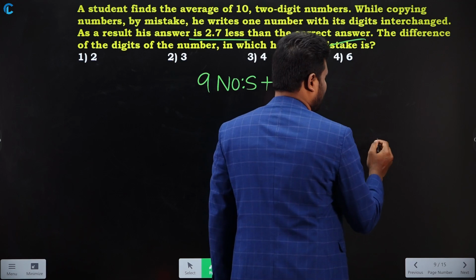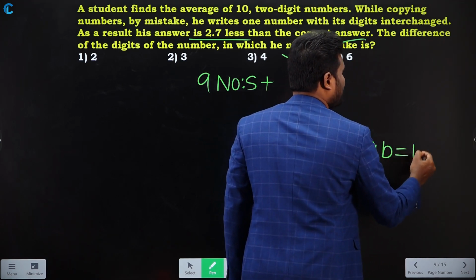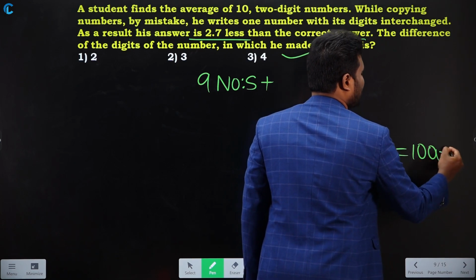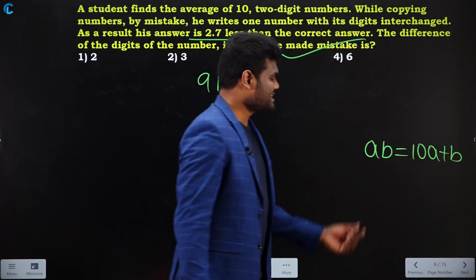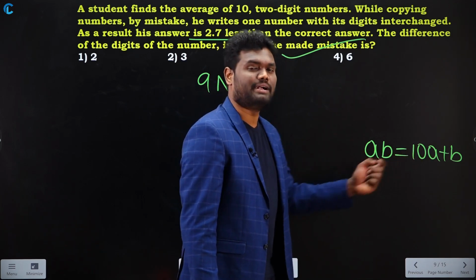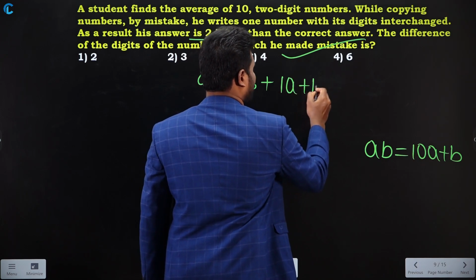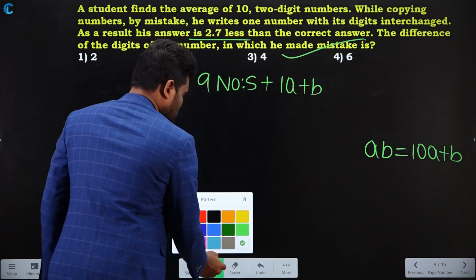As these are two-digit numbers, I can write a two-digit number as AB. Now this AB can be written as 10A plus B. Yes or no? Why? Because A is in the tens place and B is in the units place. So AB can be written as 10A plus B. So observe here carefully.